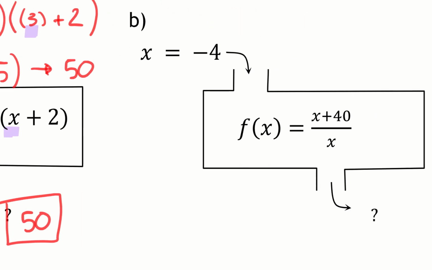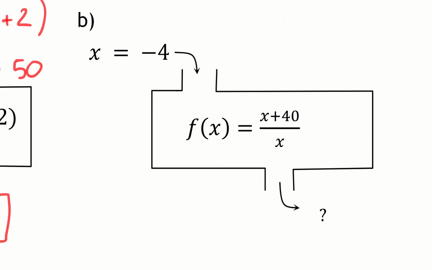Let's go take a look at B. B says, please place negative 4 into this function. So negative 4 is going to go in 2 places. It's going to go here and here. I remind myself I'm placing a negative 4 in there. So in the numerator, I'm going to have a negative 4, and I'm going to add to that 40. And then in my denominator, I'm going to have a negative 4.